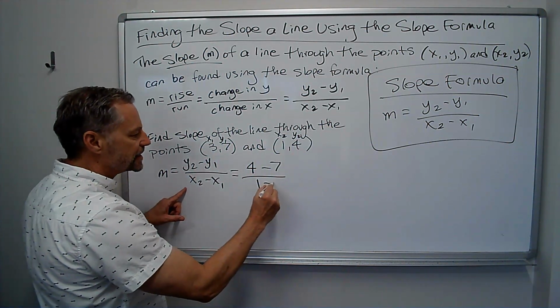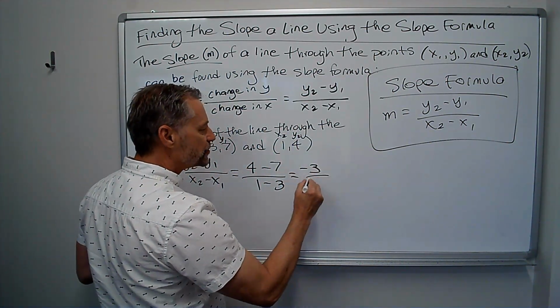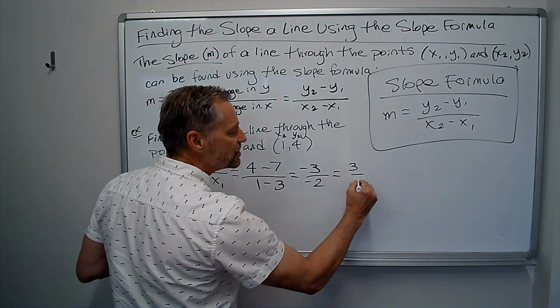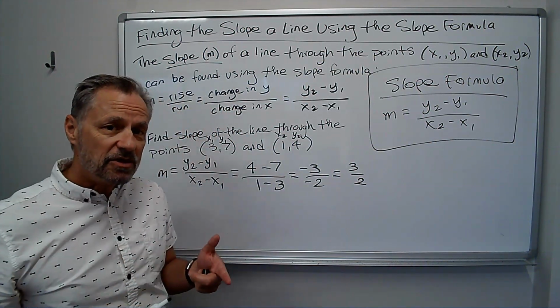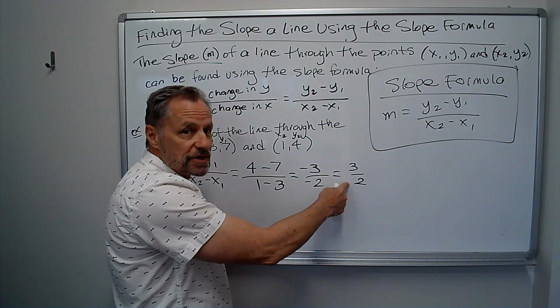1 minus 3. And so 4 minus 7, I get negative 3. 1 minus 3, I get negative 2. The negatives cancel out. I get 3 over 2, which tells me this line goes up 3 units for every 2 units it goes left to right.